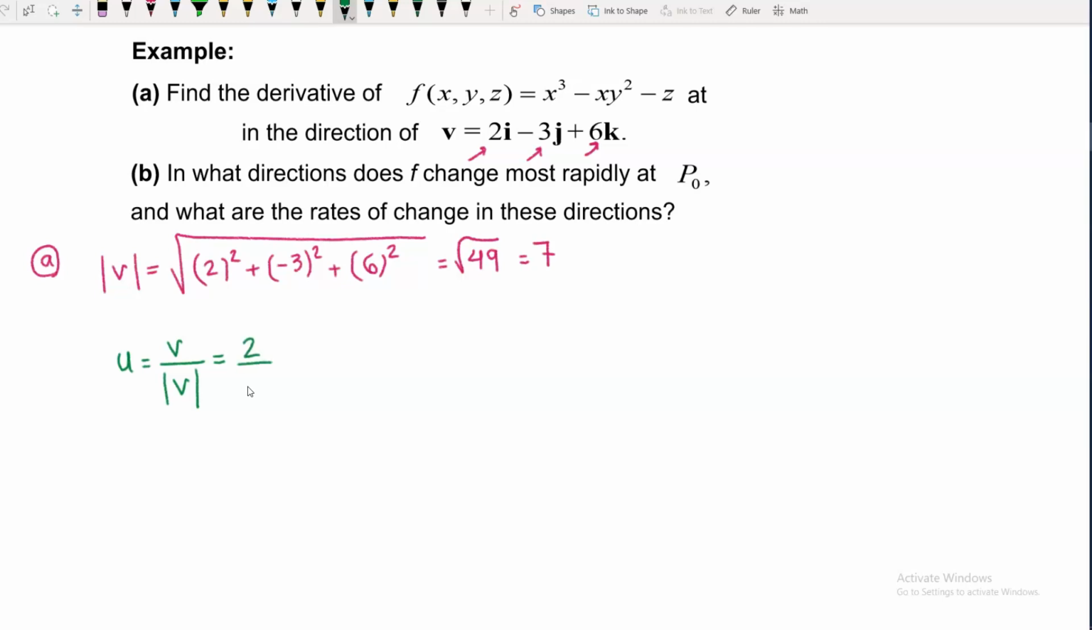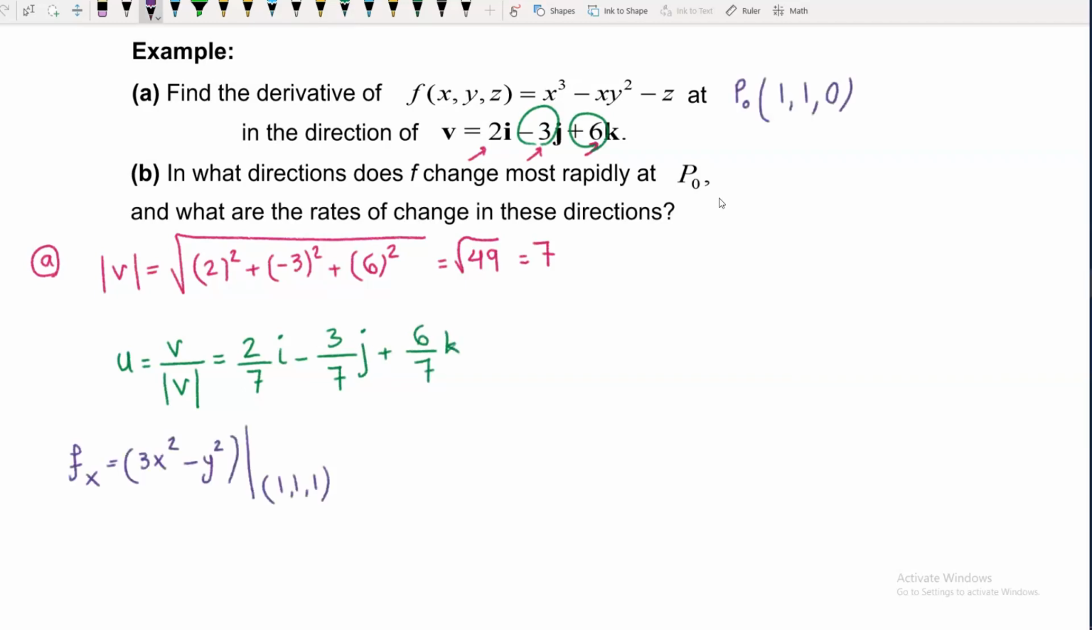So that is 2 over, here length of v, it is 7. So 2 over 7 i minus, here we have negative 3, so that is negative 3 over 7 j. Then we have positive 6, and then 6 over 7 k. So here we're trying to find the derivative of f of x, y, z at this point p0 in the direction of v.